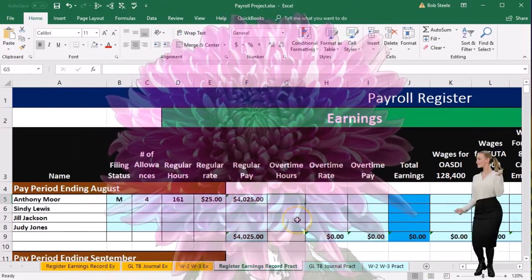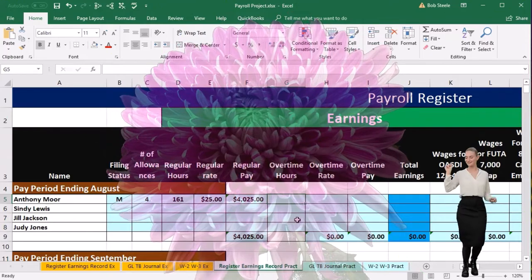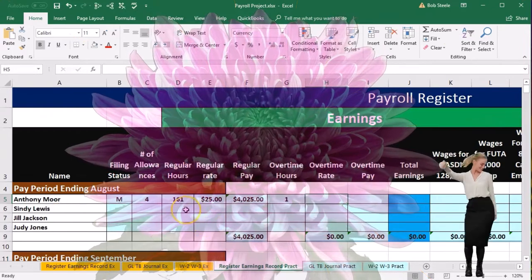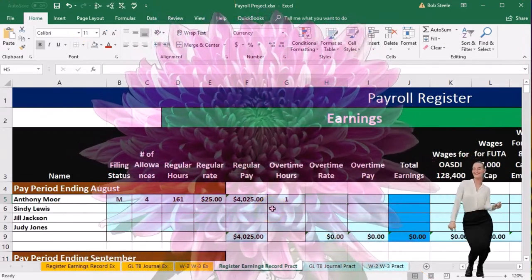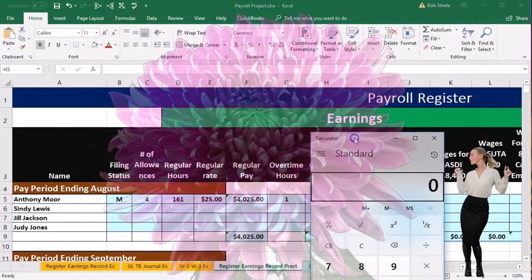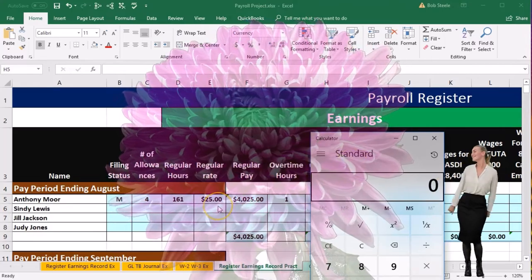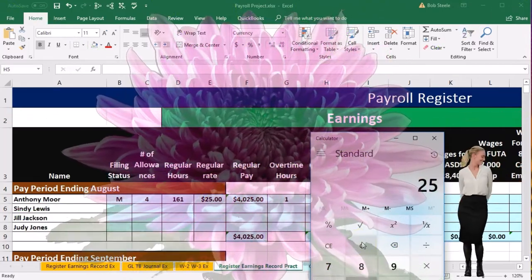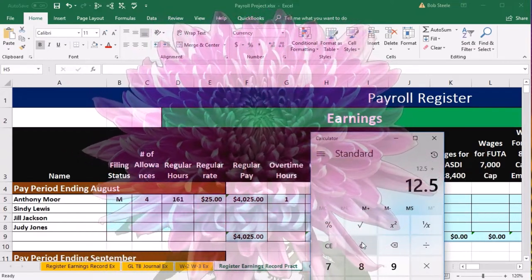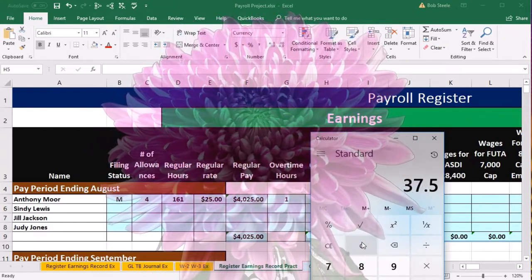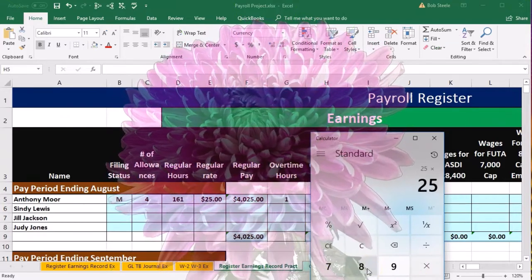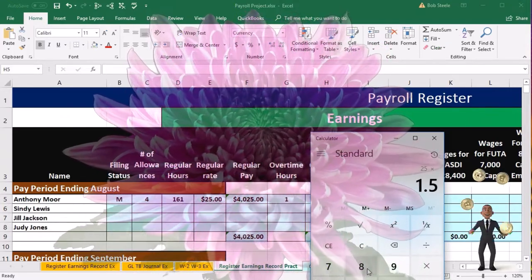So then we're going to go to the overtime hours, and again, we're just going to give the overtime hours. Based on our calculations, the overtime hours is 1. That means total hours was 161 plus 1, or 162. Then we're going to give the overtime rate. Overtime rate is typically calculated as time and a half, meaning you can think of it as a 50% raise. If you had $25 an hour times 0.5, another half, that's $12.50 plus the original 25, which would be 37.5. Or we calculate that as 25 times time and a half, 1.5.